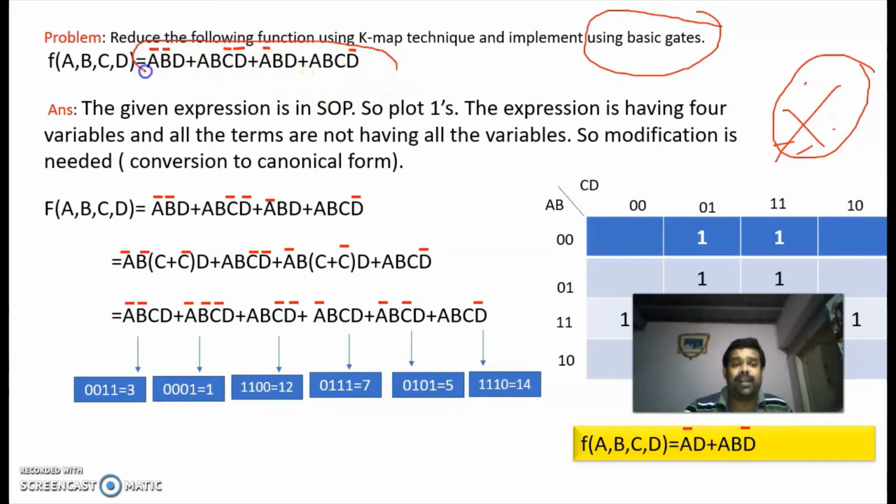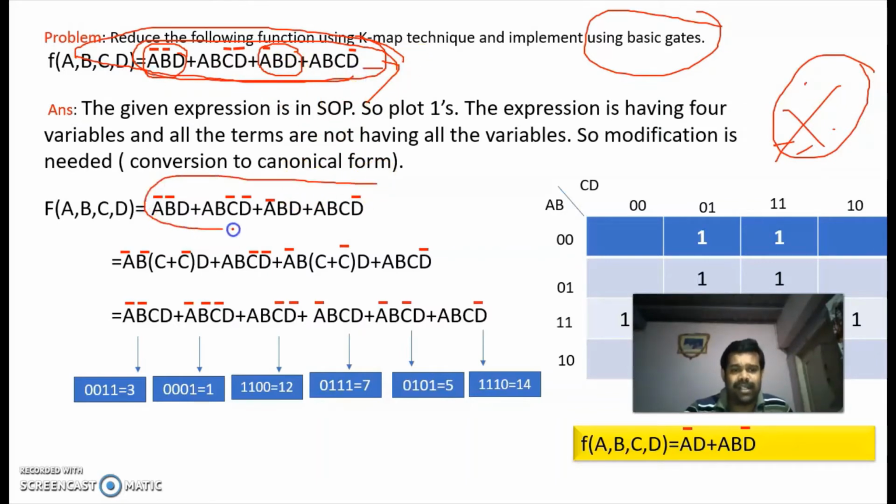The given function is not in canonical standard form. All the terms are not having all the four literals. The first term, literal C is missing. The third term, literal C is missing. So in these two terms, the literal C is missing. So first we have to convert these to standard form. The given function is in SOP. What you are doing is here the missing term is C.